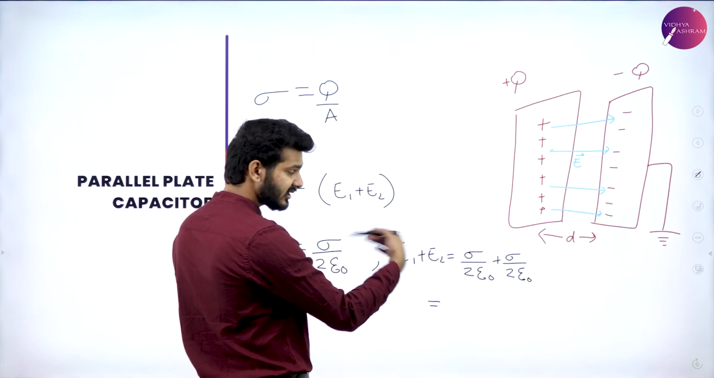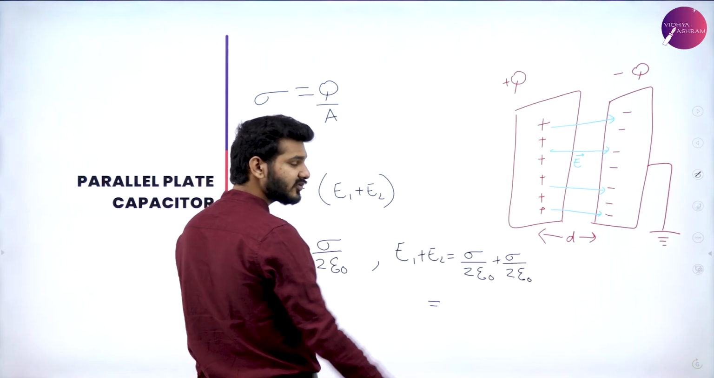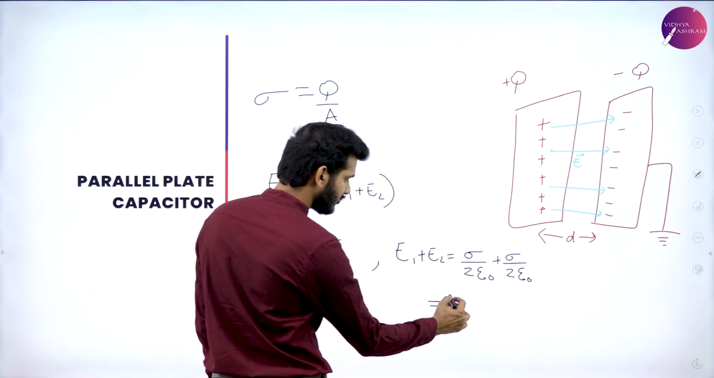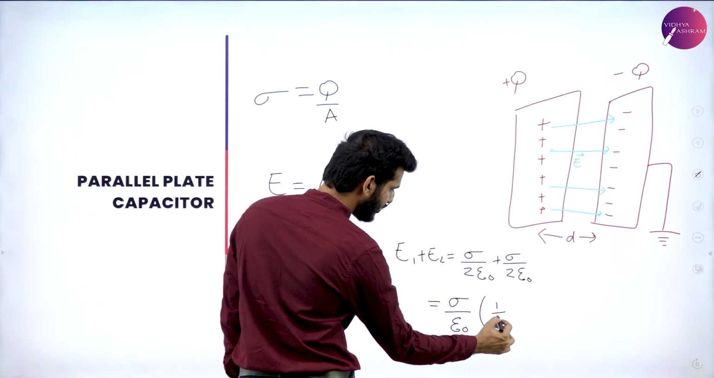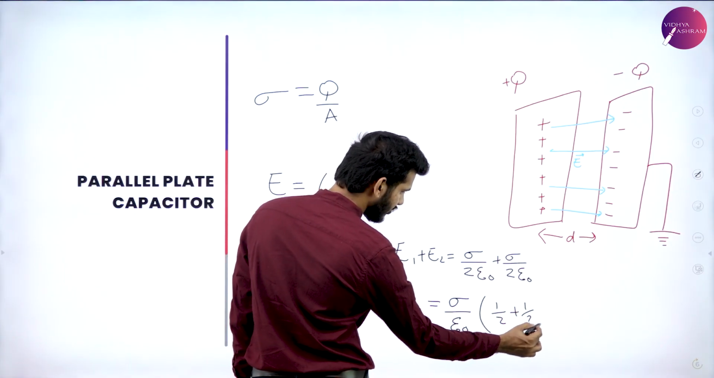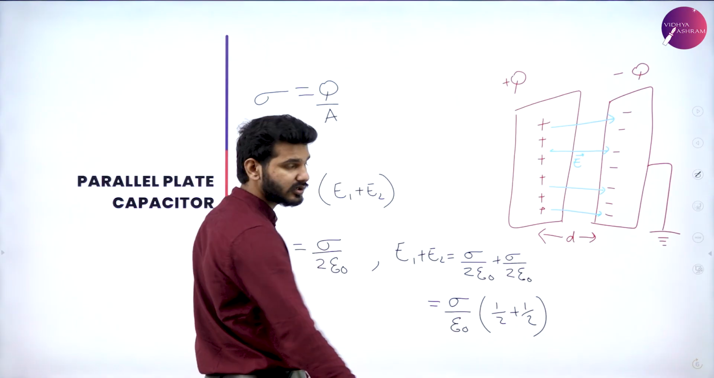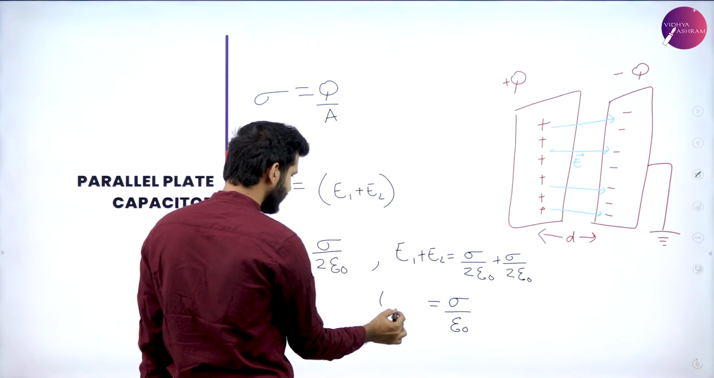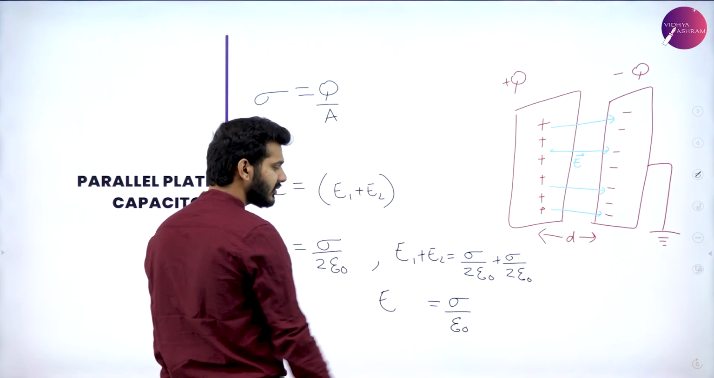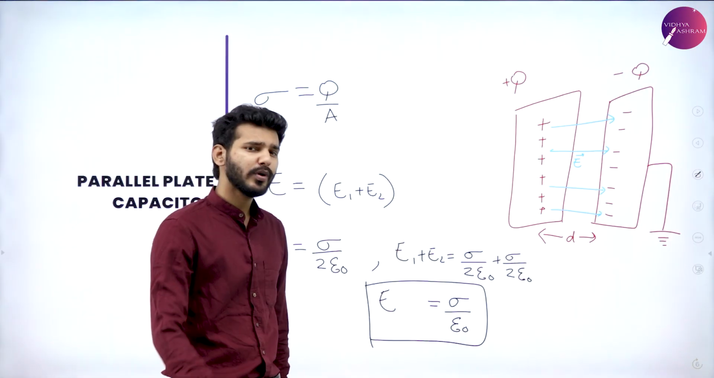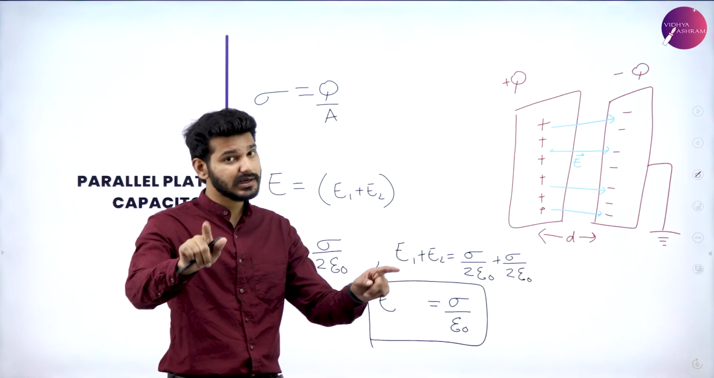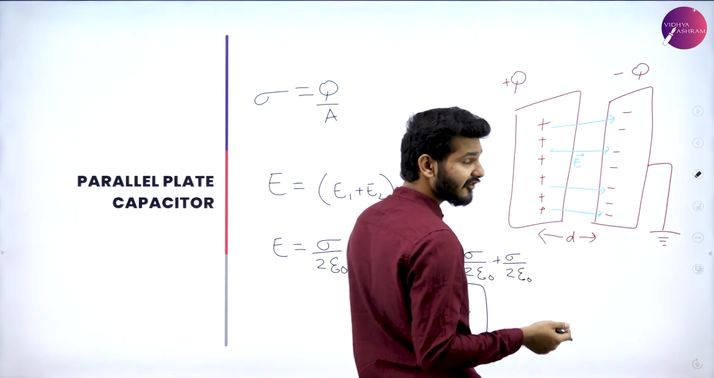Sigma is common, take it outside. 1 by 2 plus 1 by 2. Sigma by epsilon naught times 1 by 2 plus 1 by 2. Half plus half is 1. So we can just say that net E is equal to sigma by epsilon naught for a parallel plate capacitor. Wait. We are not done yet. So now we have found this result.